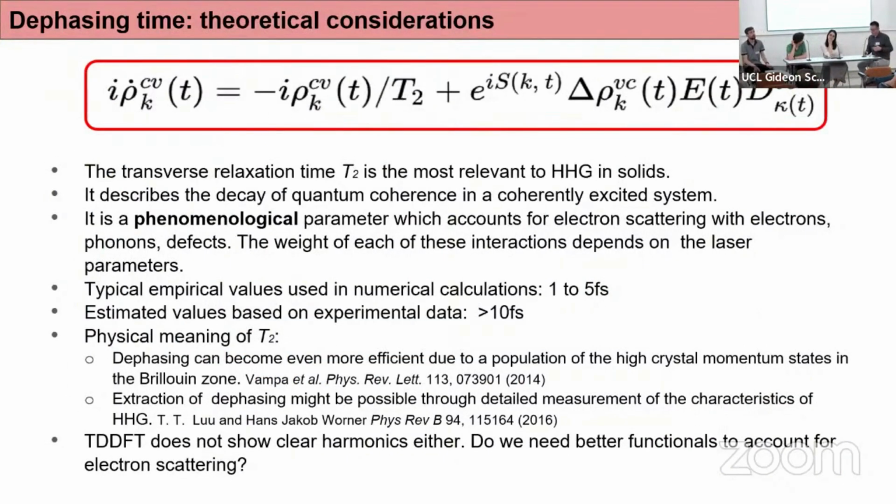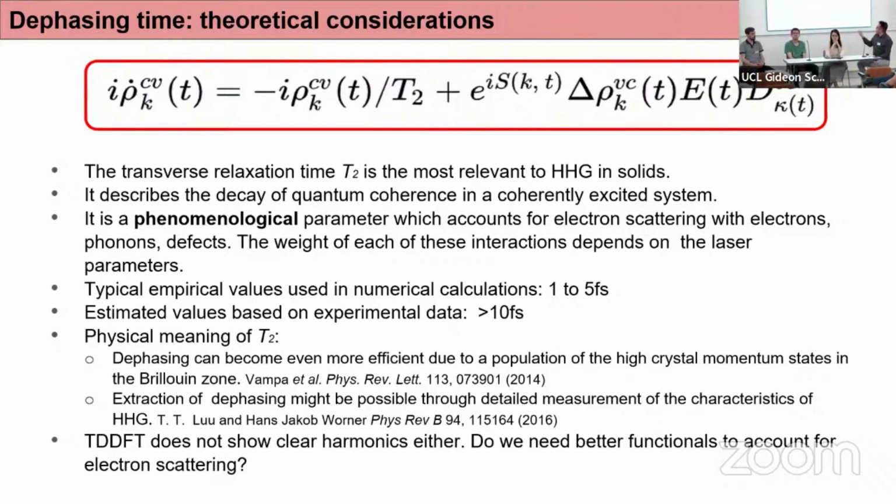And so what's the meaning of this dephasing time? Mathematically it appears, as I showed before, on this interband matrix element, right? And it generates a decay because of this form, right? And then, as I mentioned, the most relevant to HHG in solids is this T2, because the other relaxation time is some orders of magnitude longer. So in the end, numerically, it doesn't make much difference.